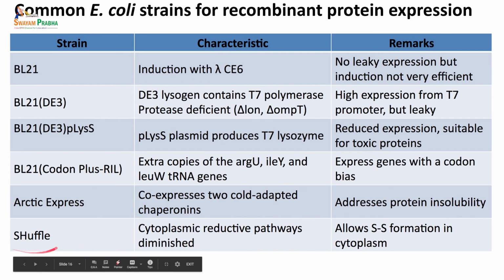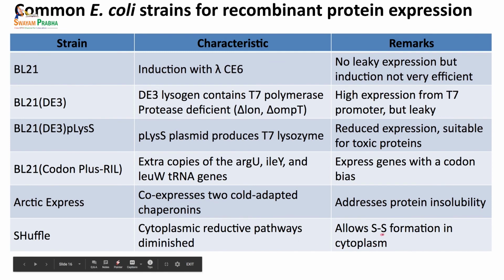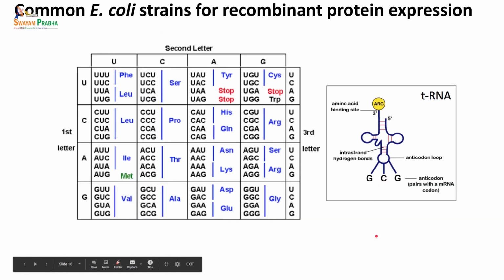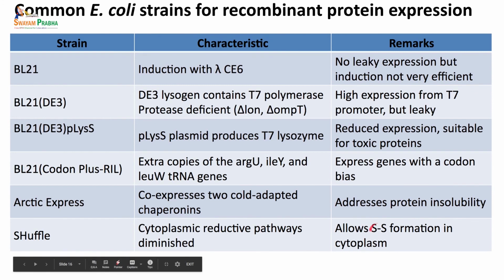There are also strains which have been developed, for example, this Shuffle strain. What this strain does is that the reductive pathways which are present in the bacteria are diminished, or have been rendered slightly ineffective. So it allows the formation of disulfide bonds in the protein that you are producing, and therefore the protein can fold, because some proteins need disulfide bond formation in order to fold properly.